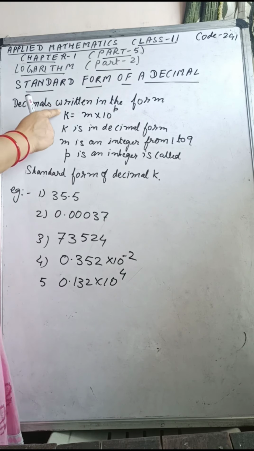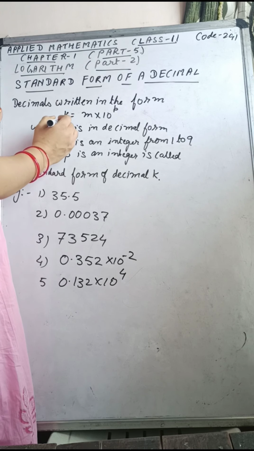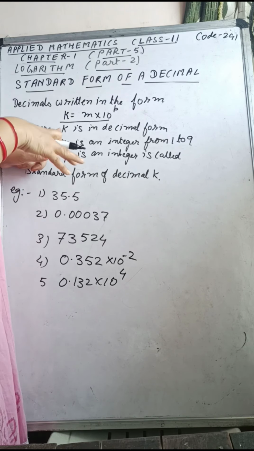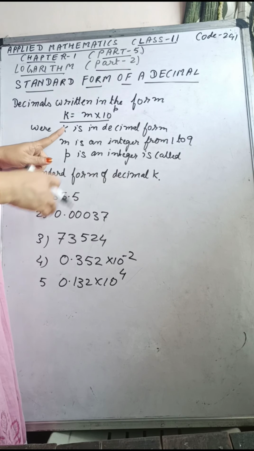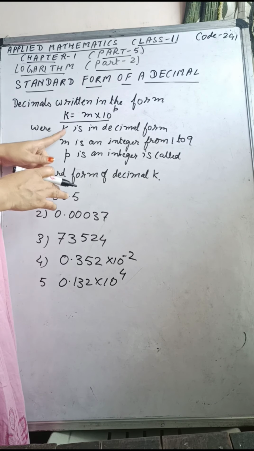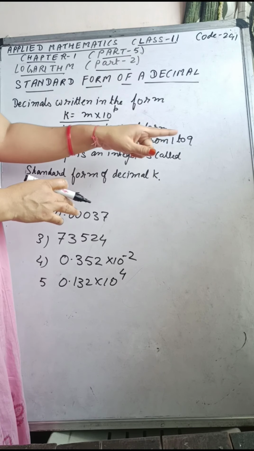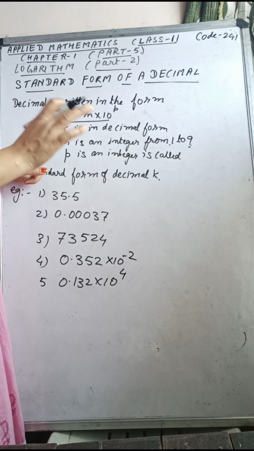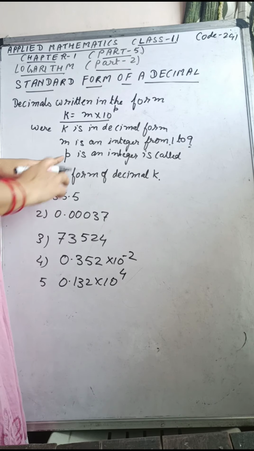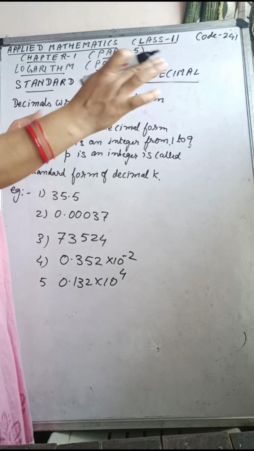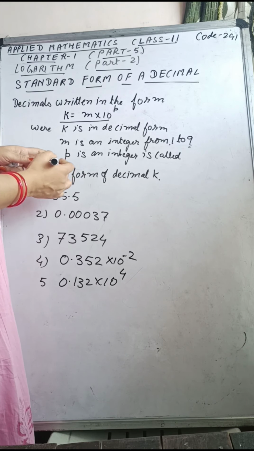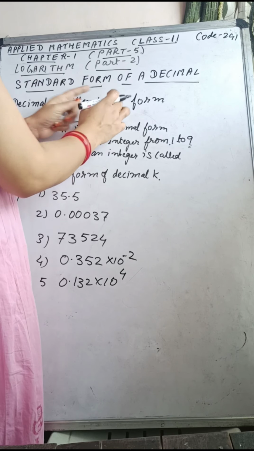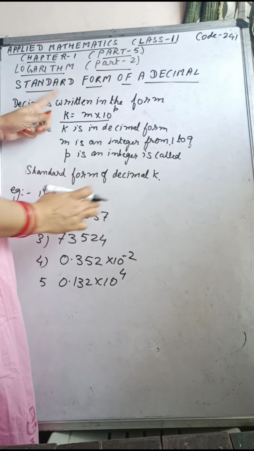Standard form. Decimals written in the form k equals m into 10 to the power p, where k is the decimal which we have to convert in the standard form. m is an integer from 1 to 9. Any integer from 1 to 9 is m. And p is any integer, means p can be negative, positive, 0 and anything. So p is an integer, and this format k equals m into 10 to the power p is the standard form of the decimal k.